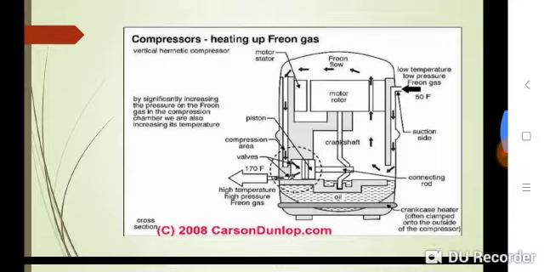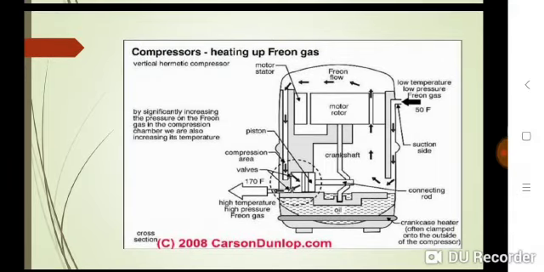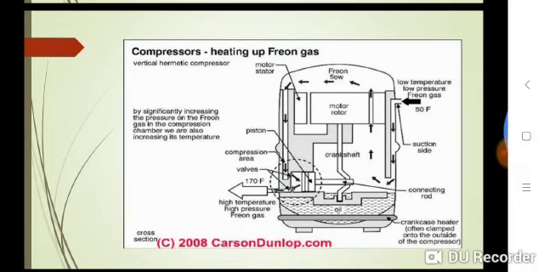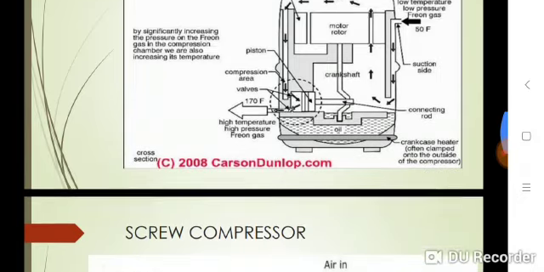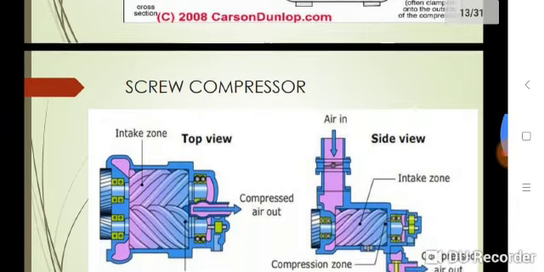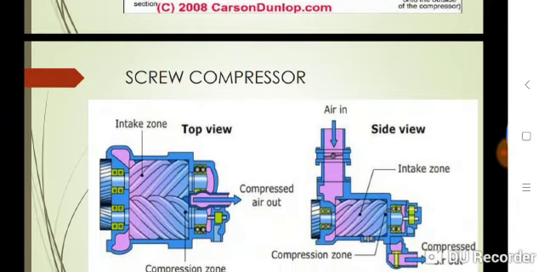Hermetically sealed compressor. This is a hermetically sealed compressor. The use of this compressor is to compress the refrigerant in the refrigeration system. So how does the compressor work? From the suction port on the right side, low temperature, low pressure vapor refrigerant comes in, and it gets sucked inside the cylinder through the piston and cylinder arrangement, and it gets compressed to a high pressure and high temperature. That is its working.